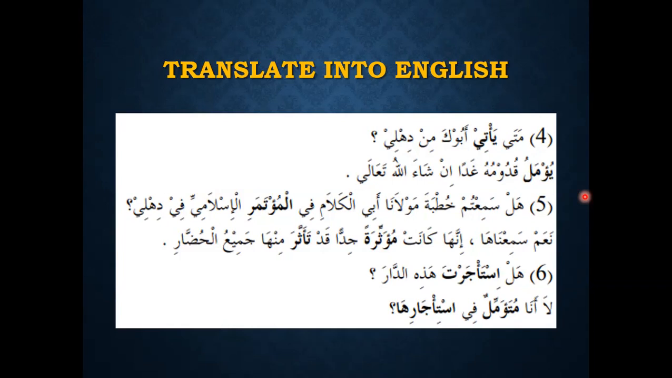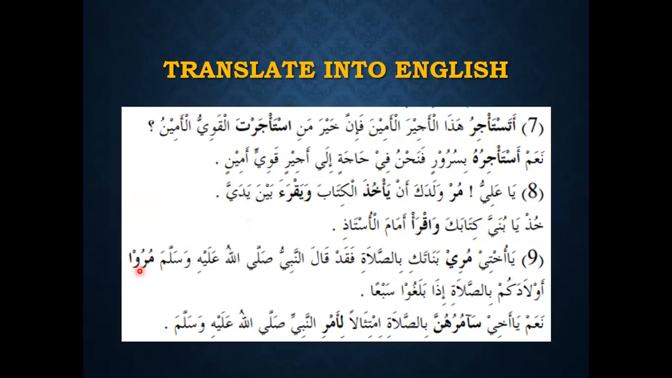Hal ista'jarta hadhihi ad-dar? Did you rent this house? Ana la, no. Ana muta'ammilun fi isti'jariha. I am hopeful for its being rented out. Akasta'jiru hadha al-ajir al-amin? Would you rent it out to this trustworthy person? Tasta'jir means to take someone for a job or for rent. So would you take this trustworthy man for a work that he would do for you? You gave him the job and he would work for you and you would pay for it.